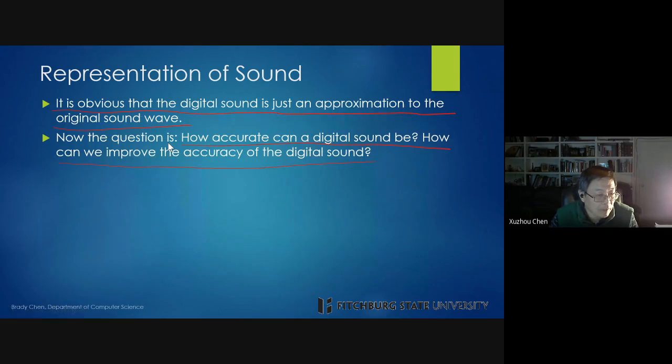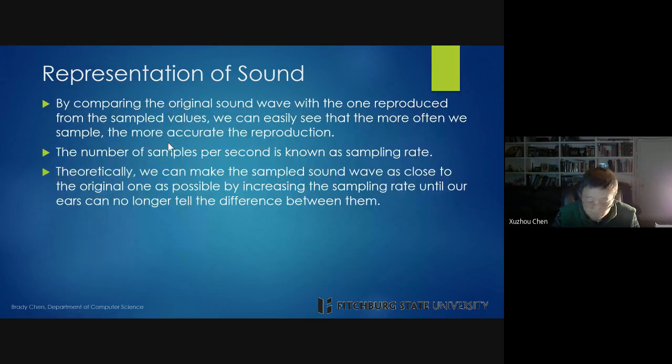Okay, so when you recreate the sound, if you have more samples, then you can restore the sound so close to the original sound that you cannot actually hear the difference. Okay.